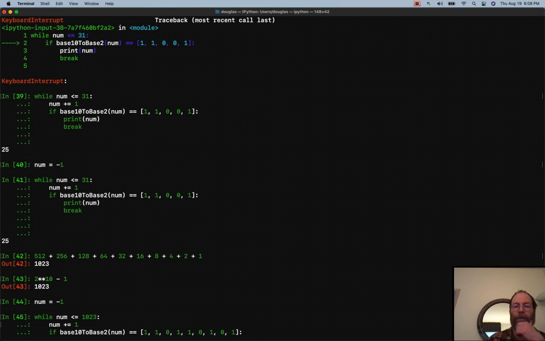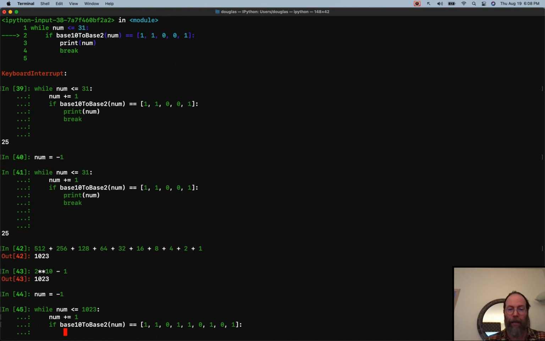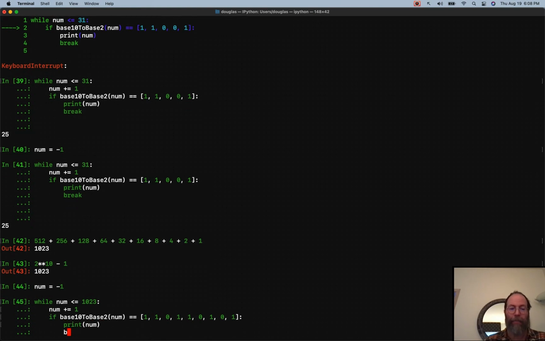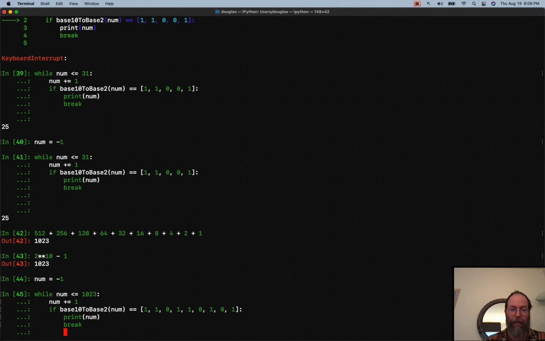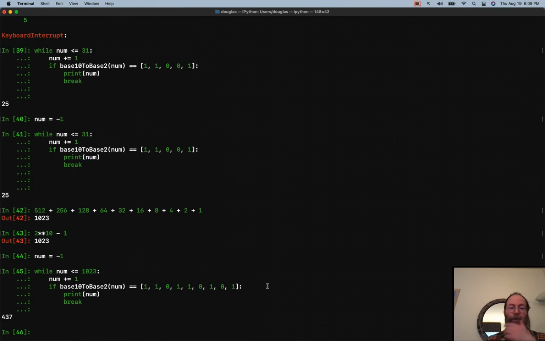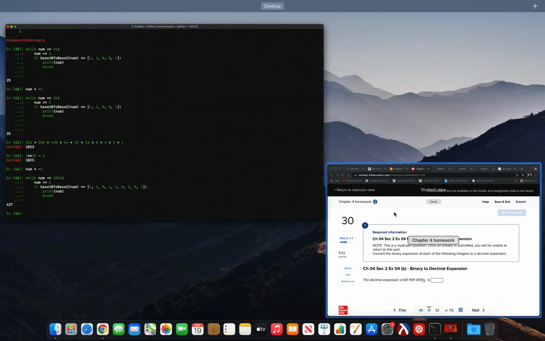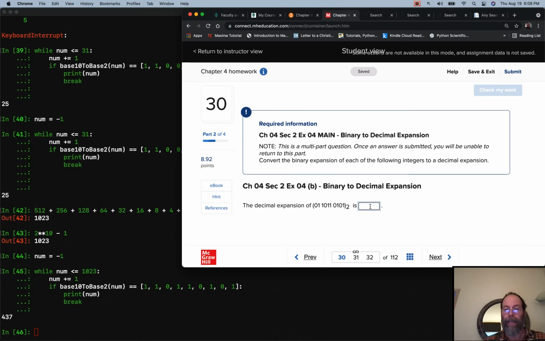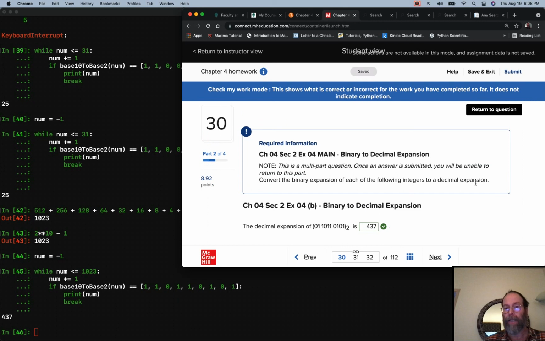So we're taking all of those integers and converting them to base 2. If that's equal, okay, print the num and then break, okay? 437 should be the answer. 437 should be our answer. And it is the answer, okay?